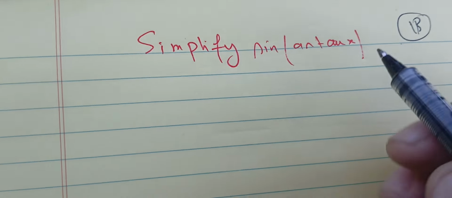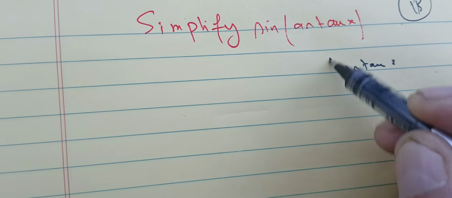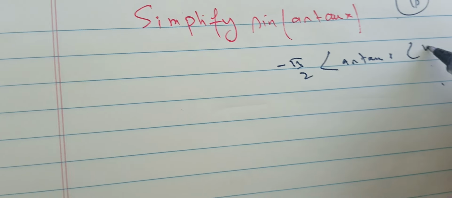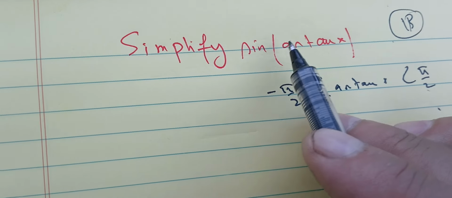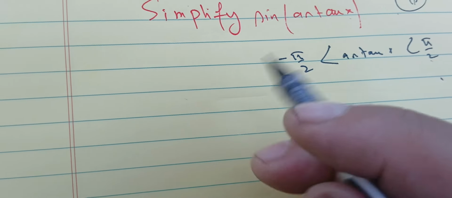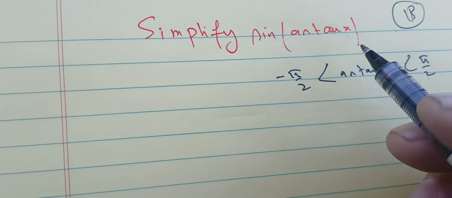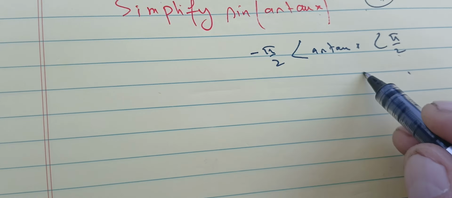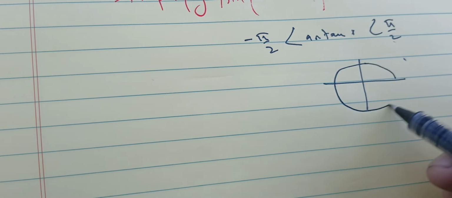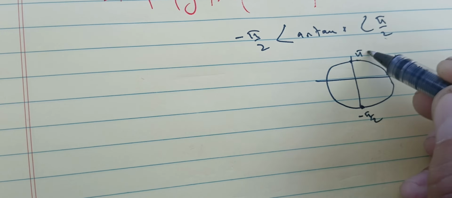Note here that we know that the arctangent is always between minus pi over 2 and pi over 2. Therefore, if we call arctangent of x some alpha, alpha is going to be between minus pi over 2 and pi over 2.